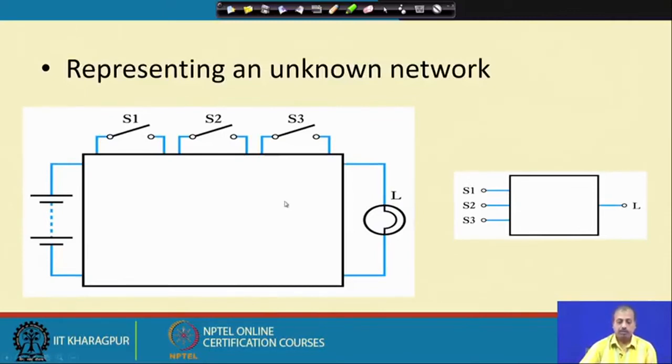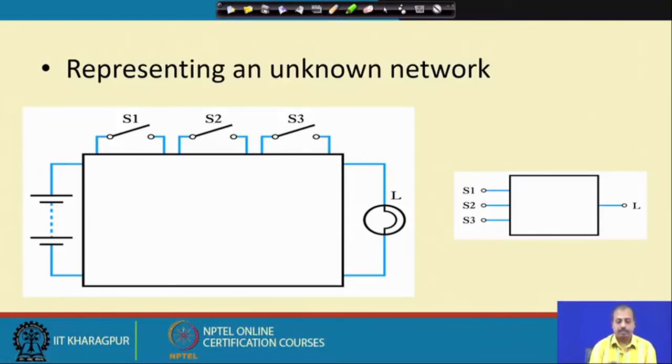Now suppose we have an unknown network. This is a black box, and I do not know what type of connection we have between these points. From the output of S1, how is it connected to S2? S2, S3 may be connected in series, may be connected in parallel, maybe all of them are in parallel or maybe all of them are in series. There may be many possibilities.